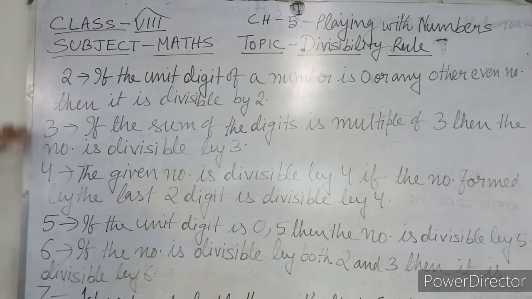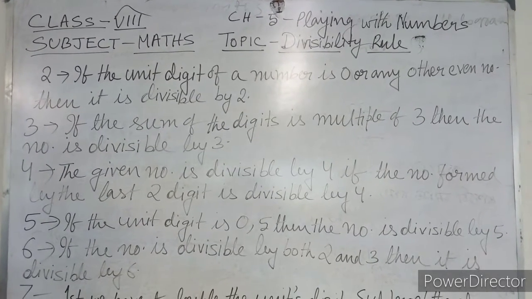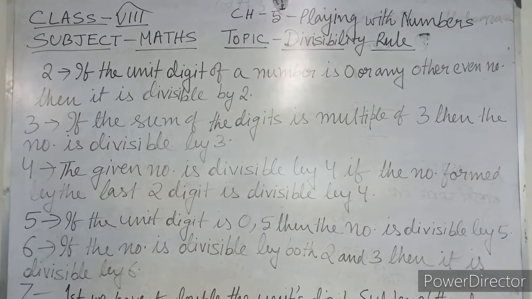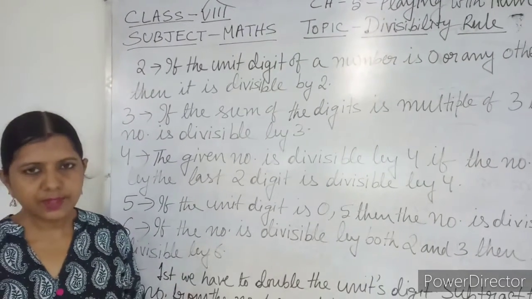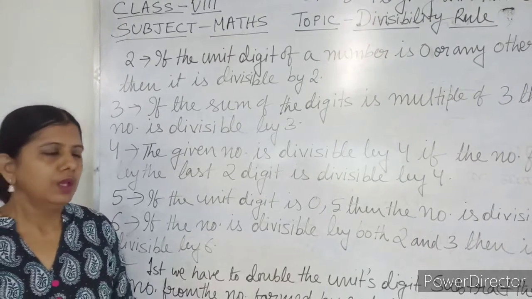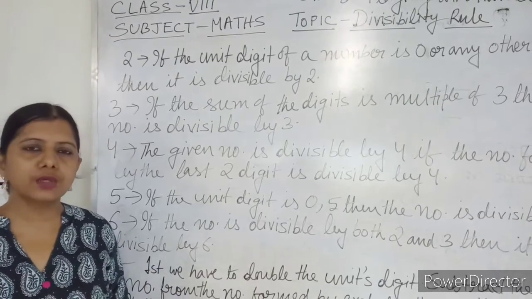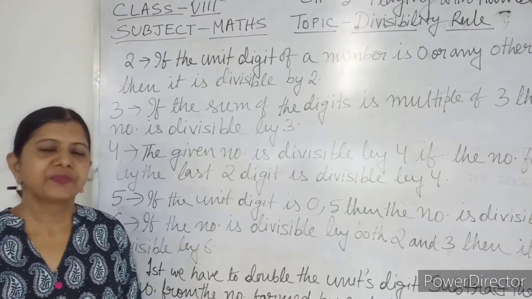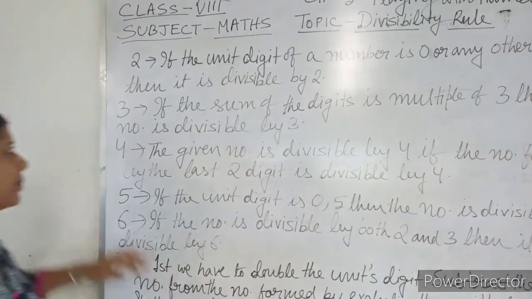Very easy to say. If the unit digit of the number is 0 or any other even number, then it is divisible by 2. The easiest one, that is 13. 1, 3, last digit is 3, not divisible by 2. Similarly 24, 4 is the unit digit, divisible by 2. 50, 0 is the unit digit, that is divisible by 2.